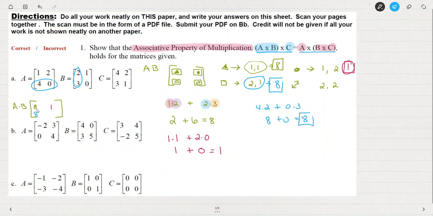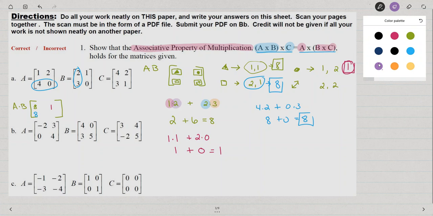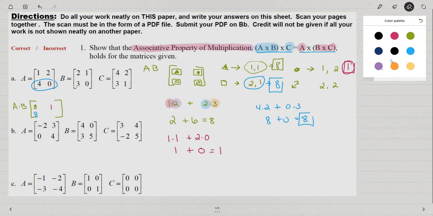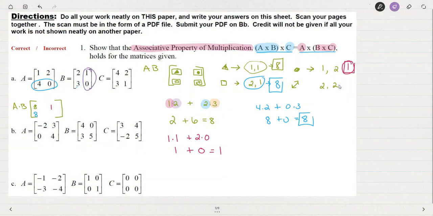And then the last one, row 2, column 2, 4 times 1 plus 0 times 0 is going to give us 4 plus 0, or 4. So it looks like our multiplication yields this new matrix 8, 1, 8, 4.